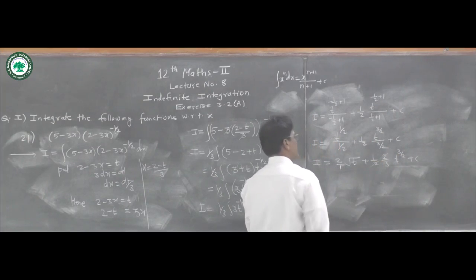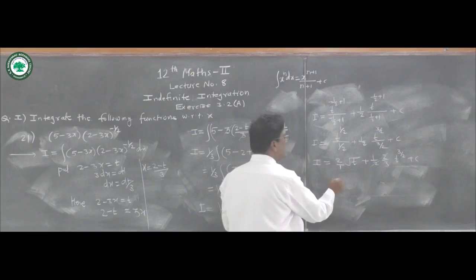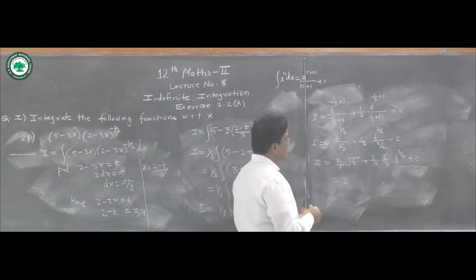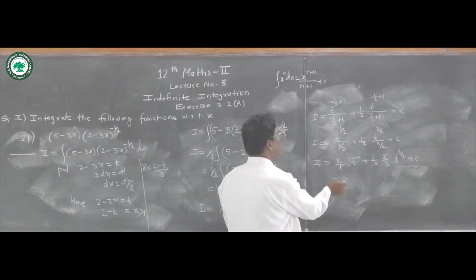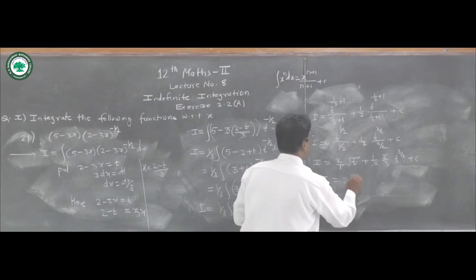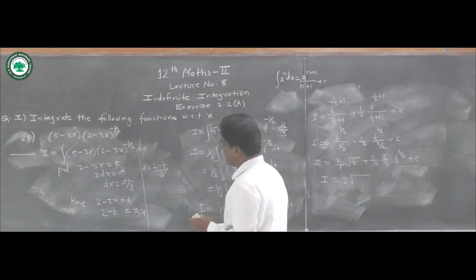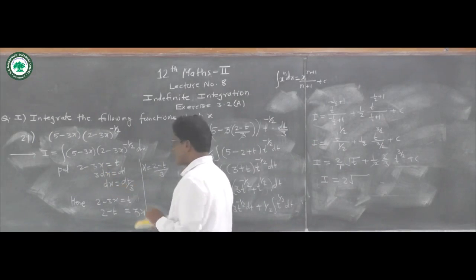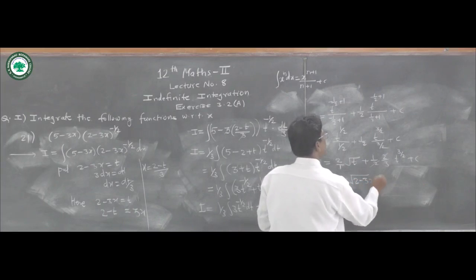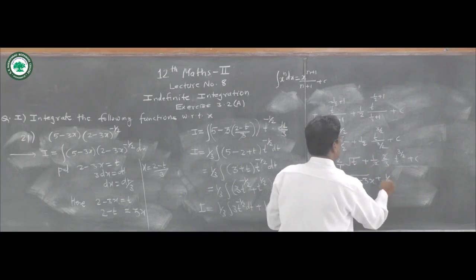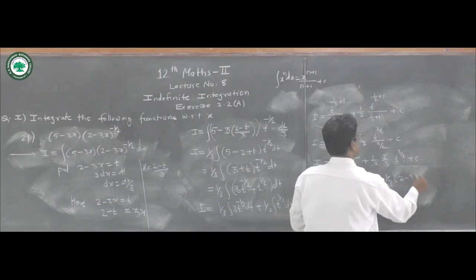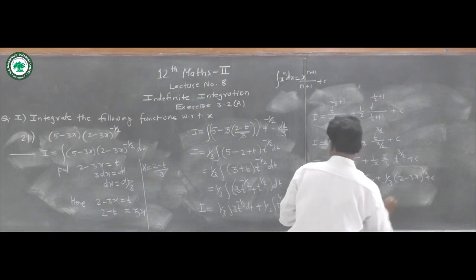This 2 and 2 get cancelled, and here 2 upon 1 we write only 2. There is no need to write the denominator because the denominator is 1. Every number has a denominator 1, so we write only 2. So I is equal to 2, and now put the value of t. So root of t is here. What is t here? t is 2 minus 3x. So we put here t as 2 minus 3x, plus here 1 upon 3 and t as 2 minus 3x to the power 3/2, plus constant of integration.